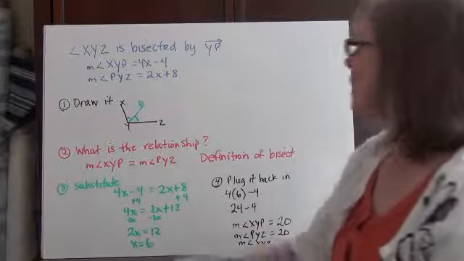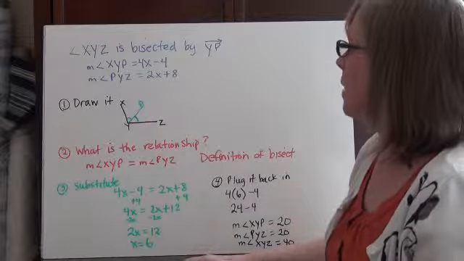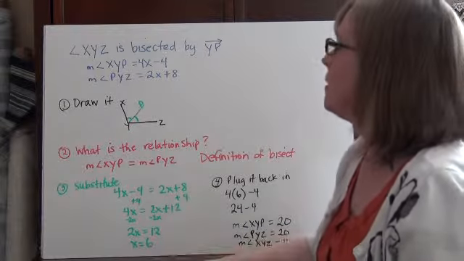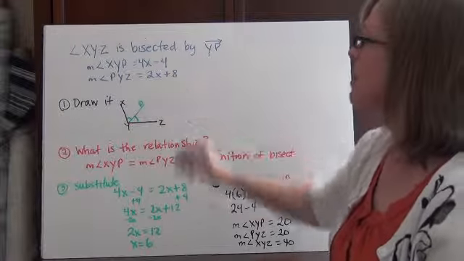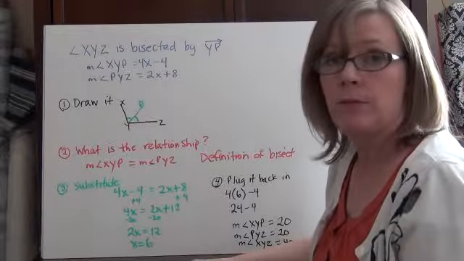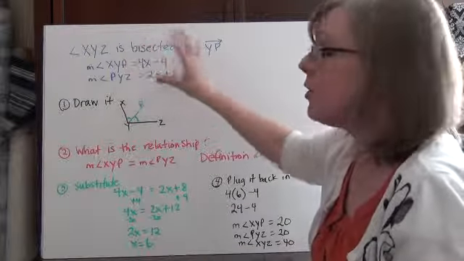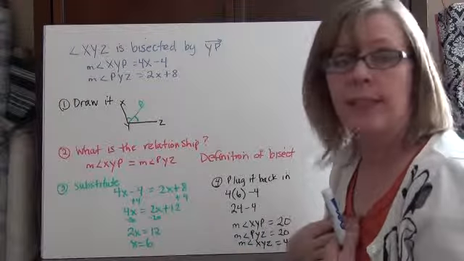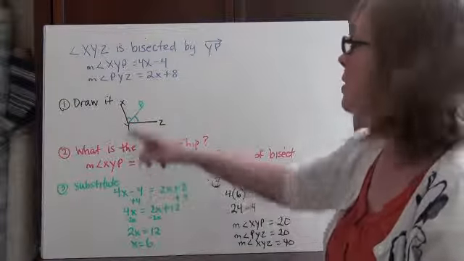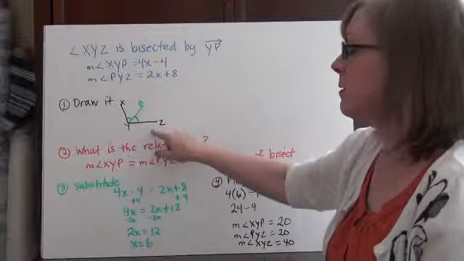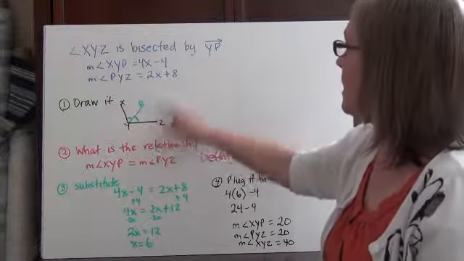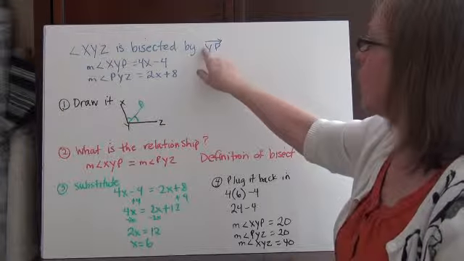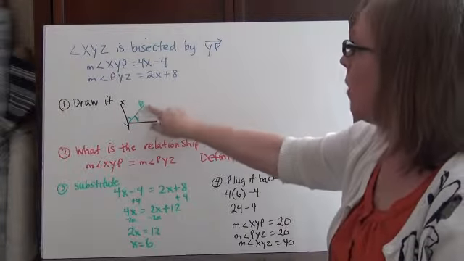Here's another case you might get. XYZ is bisected by ray YP. The measure of XYP is this, the measure of PYZ is this. I need a picture. When I start seeing different letters and things going on, and they didn't give me a picture, I will draw it. So I just drew an angle XYZ. I didn't know how big to make it, and it doesn't really matter. So I drew XYZ, and then they said a ray comes from Y and goes out, so there's my YP.